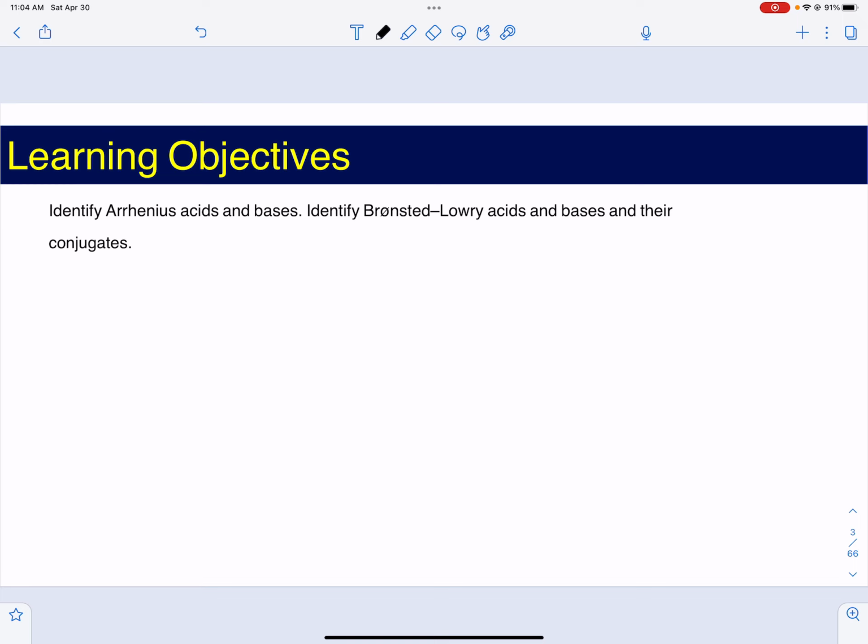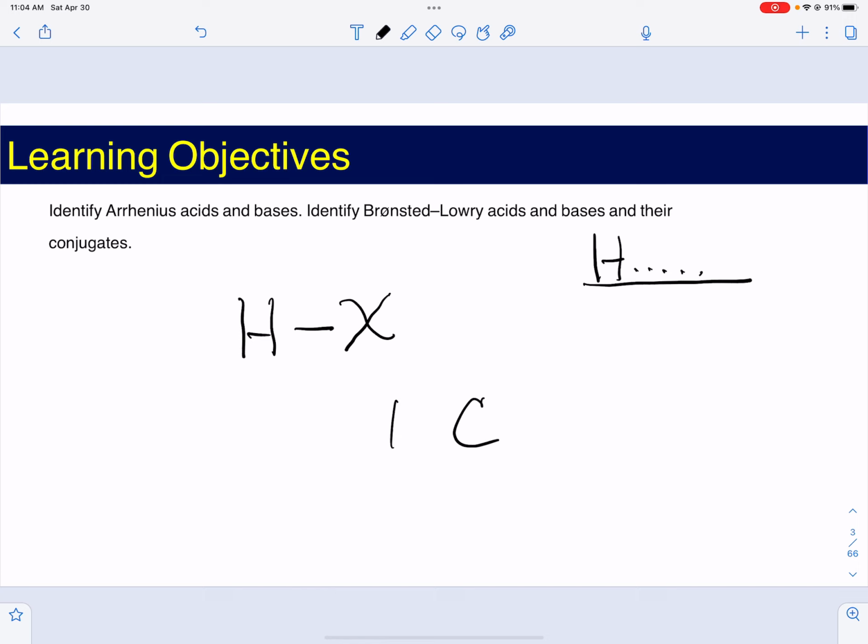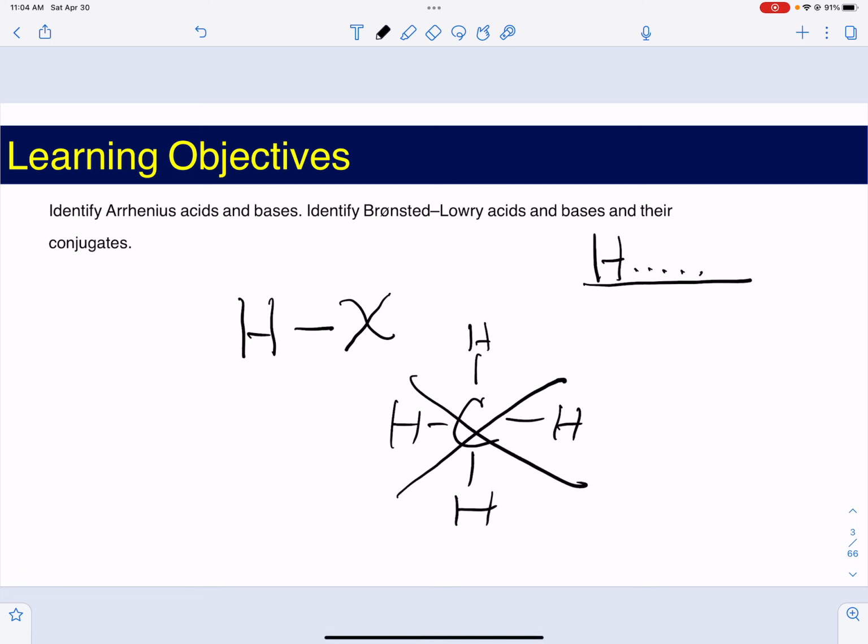A few things I want to tell you before we even go into this objective. To be an acid, you are going to have hydrogen. Your formula, 99% of the time, will begin with hydrogen. The hydrogen is going to be attached to something. However, to be an acid, it cannot be hydrogen attached to anything. A compound like this has a lot of hydrogen, but it's not an acid. It will have to be something like this, for example.